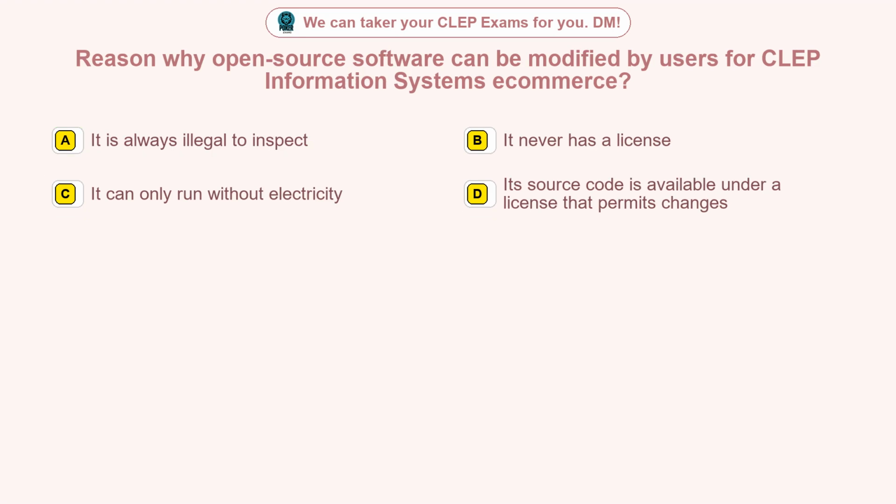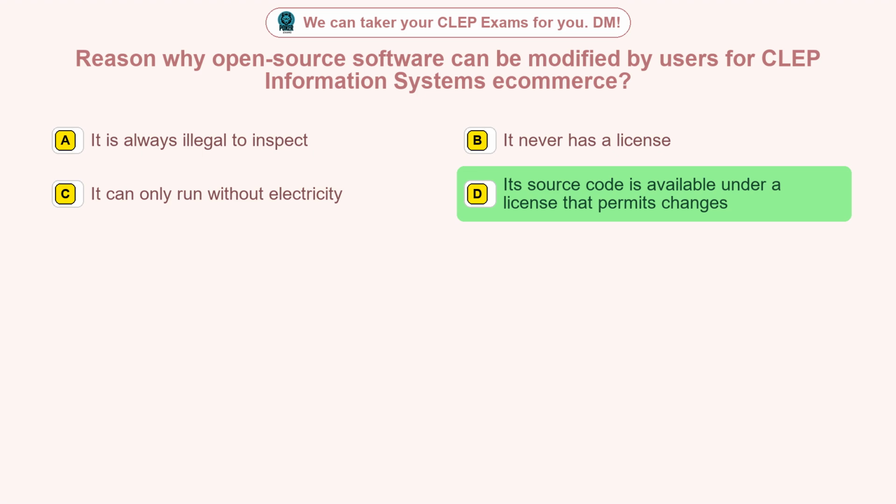Question 93. Reason why open-source software can be modified by users for CLEP Information Systems Ecommerce? Option A. It is always illegal to inspect. Option B. It never has a license. Option C. It can only run without electricity. Option D. Its source code is available under a license that permits changes. The correct answer is option D.